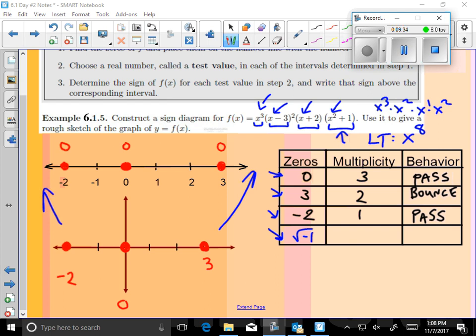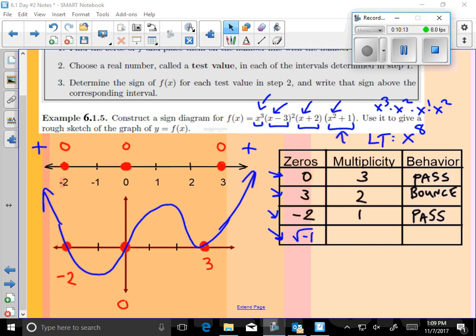If I plugged in a 4 over here, that value on this sign chart would be greater than 0, hence why the graph will go up from there. If I plugged in a value to the left of negative 2 on the sign chart, that would be greater than 0 as well. Do we have any bounce? We do have a bounce. The bounce is at 3. So you could sketch this graph. Boom, it would go up like that, pass down through 0, come back up through -2.